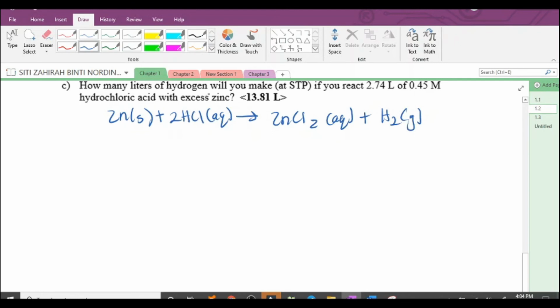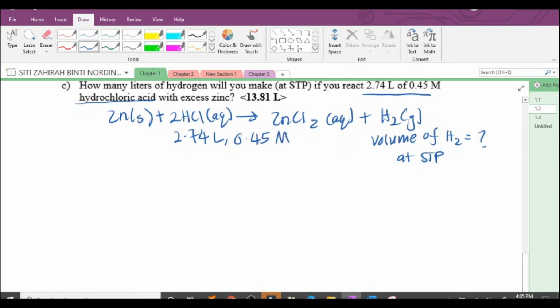For C, how many liters of hydrogen? So we've got to find the volume of H2 you will make at STP if you react 2.74 liter of 0.45 molar hydrochloric acid. So this hydrochloric acid has 2.74 liter and the molarity is 0.45 molar.